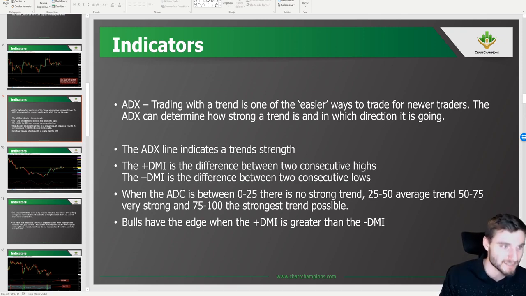Okay, so what is the ADX? Trading with a trend is one of the easier ways to trade for newer traders. The ADX can determine how strong a trend is and which direction it's going. So if you find this confusing, I think it will be good for you.